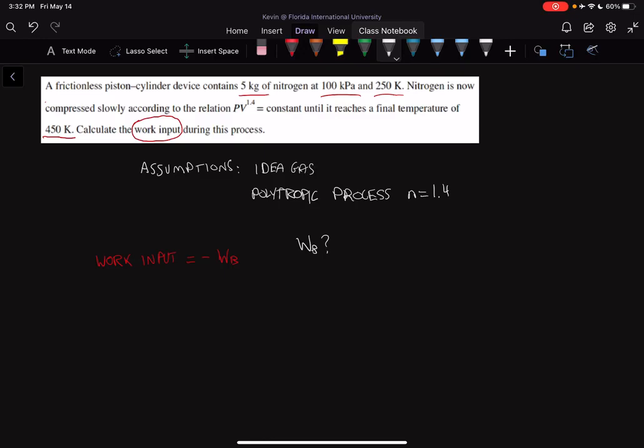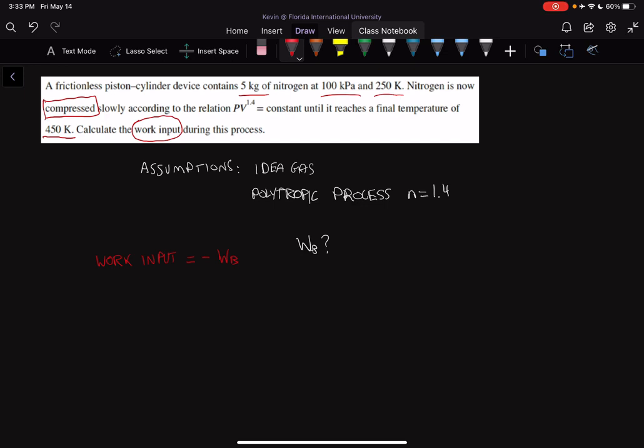Since we know we have a compression, we are expecting our work boundary to be negative. Therefore, our work input would be positive. So this is just a way of seeing that work input means the work boundary will be negative. You can just find the work boundary, and in any exam problem, you would be asked to find the work boundary, not anything else.